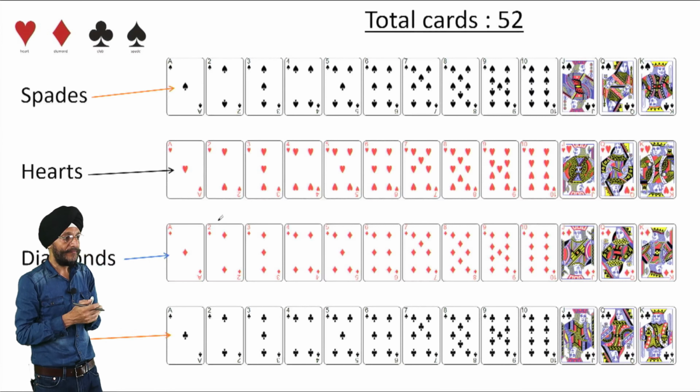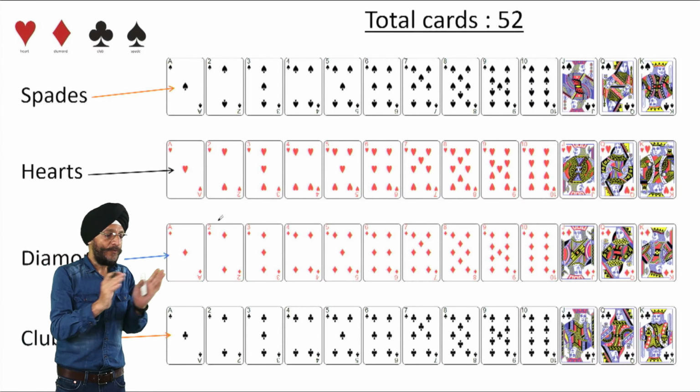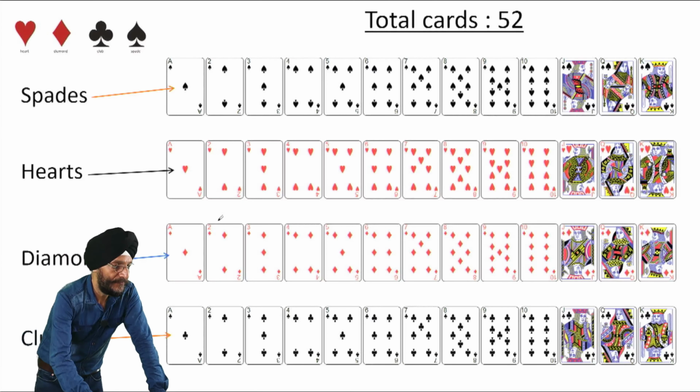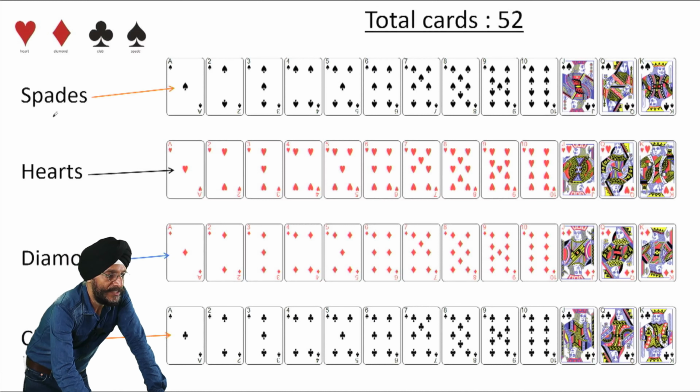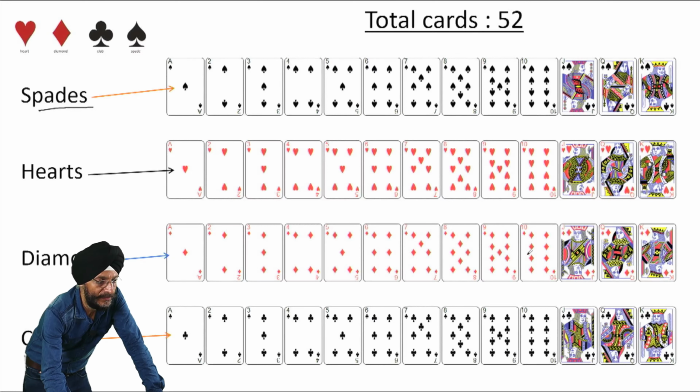Next, out of these 52 cards, 13 cards are spades, which are 13 in number. Hearts, which are of red color, are also 13. Diamonds are also 13. They are of red color. Clubs are black color and they are also 13.